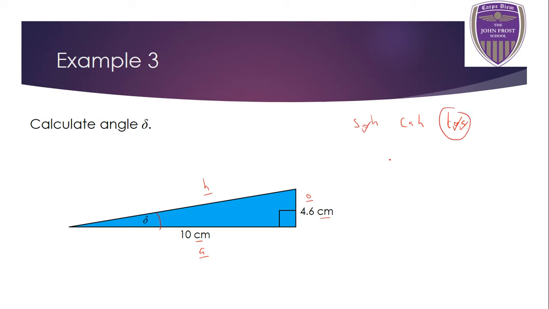So I'm going to use a good old tan. Okay, so tan delta. Tan is opposite over adjacent, so it's 4.6 over 10. And obviously this time round, take the inverse tangent. And see what happens. It's tan minus 1 of 4.6 over 10. And you get that delta is 24.7 degrees to 2 dp.